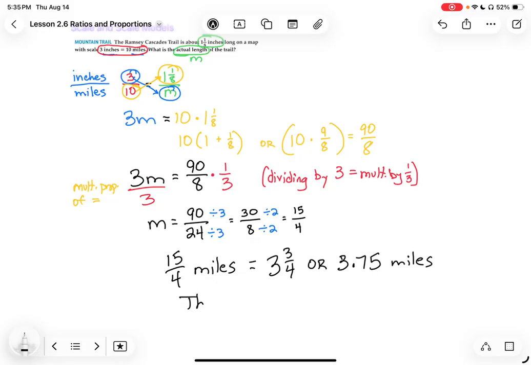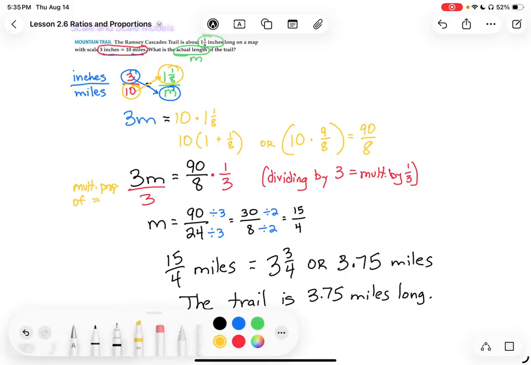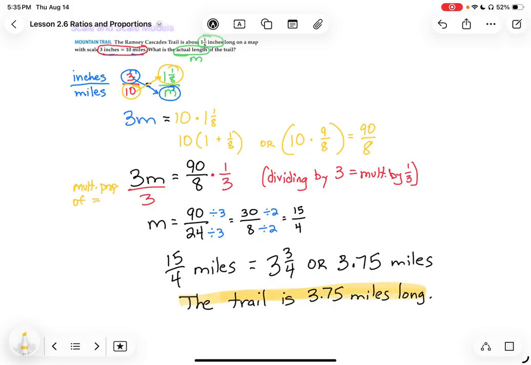So we could say the trail is 3.75 miles long, or 3 and 3/4. If you said the trail is 15/4 miles long, that's one of those answers that's technically correct, but super weird. If somebody said, "How long is the trail?" and you said 15/4 miles, they would give you a weird look. It's definitely better to say 3 and 3/4, or probably most normal would be 3.75 miles long.